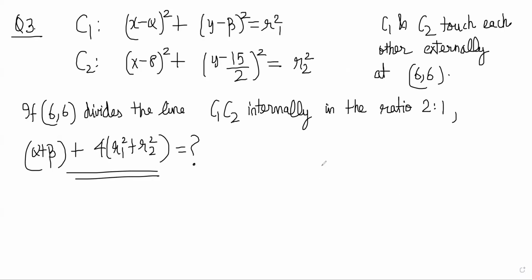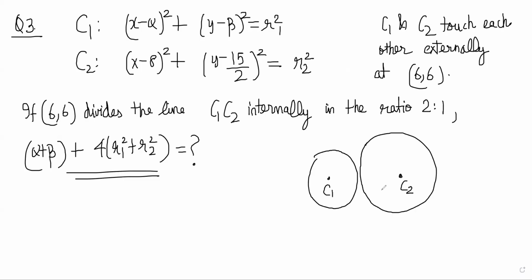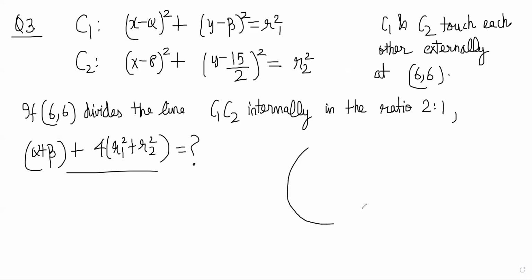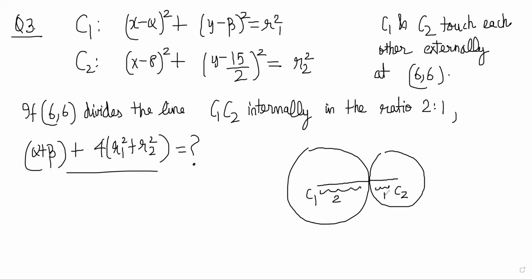What we have is two circles. They are touching each other externally at a point 6, 6, right? And this is C1, this is C2. I will draw the figure again differently because C1 to C2 internally, the ratio was 2:1. So we have a situation like this. This is C2, this is C1. This was 2 and this was 1. And this point is P, which is 6, 6, right?